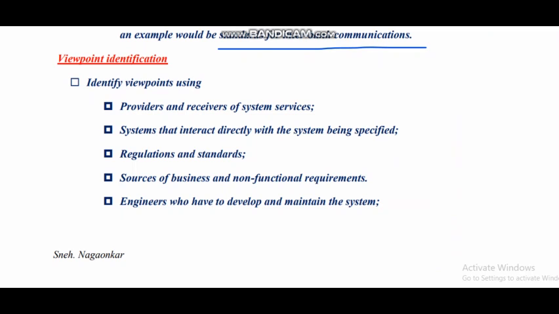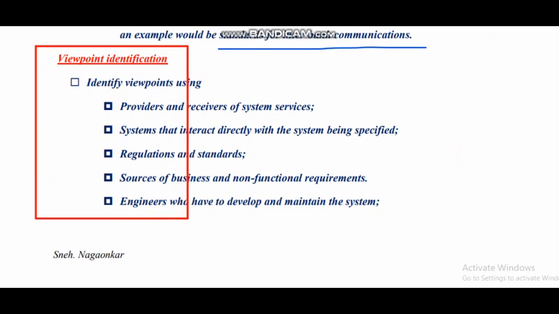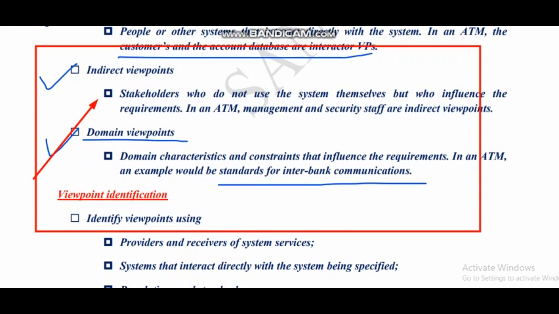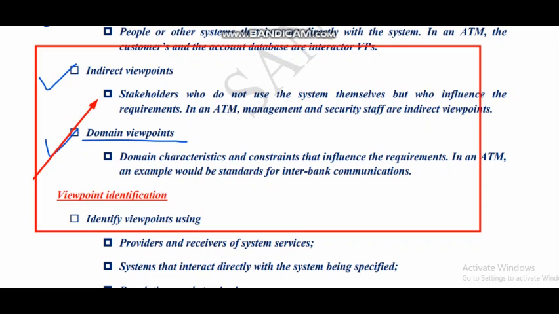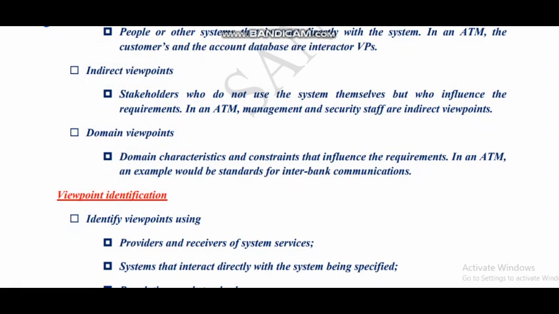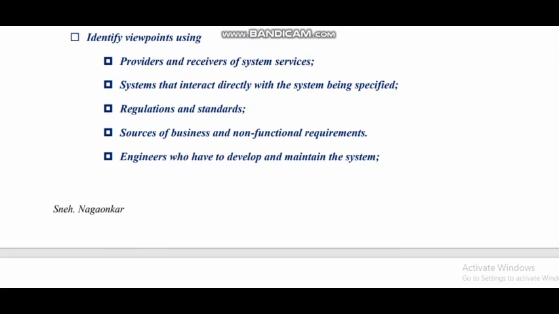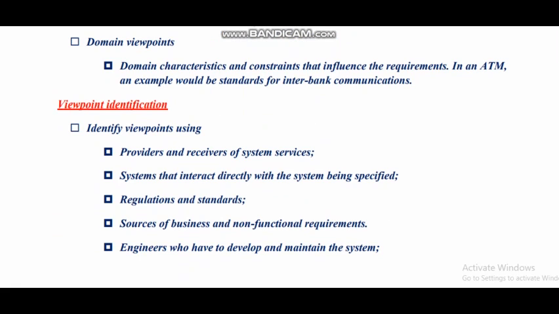From that given set of viewpoints, what you have to do is identify the main requirements: providers and receivers, systems that interact directly, standards, and sources such as functional and non-functional. From that given set of viewpoints, you have to finalize the views. It means you have to finalize exactly which views you are going to consider. These are the things you can include when it comes to requirement discovery.